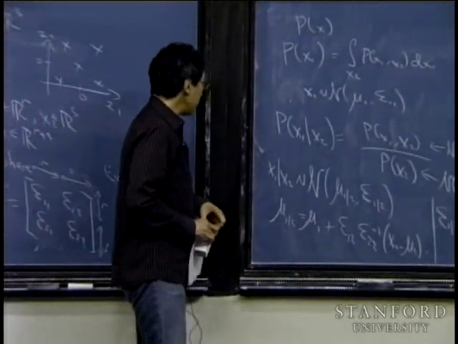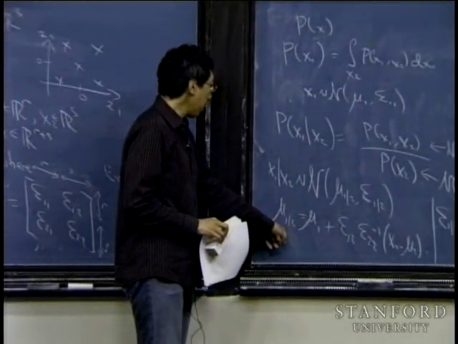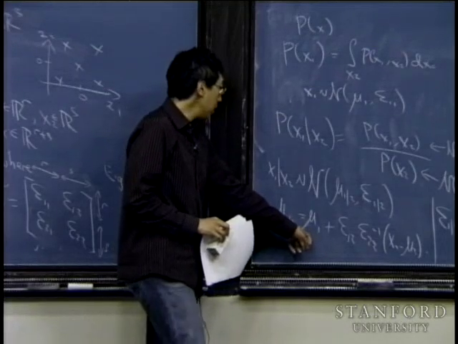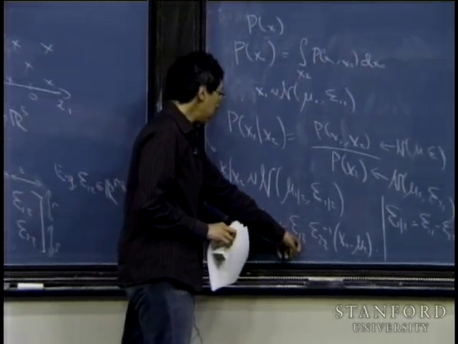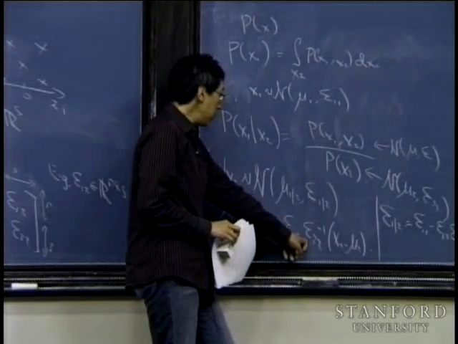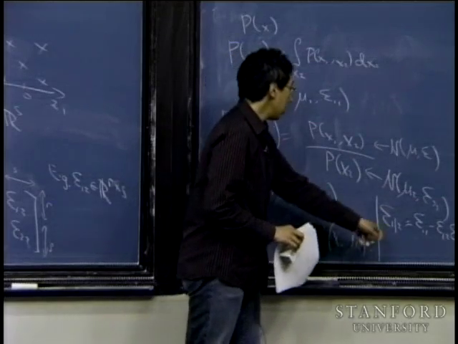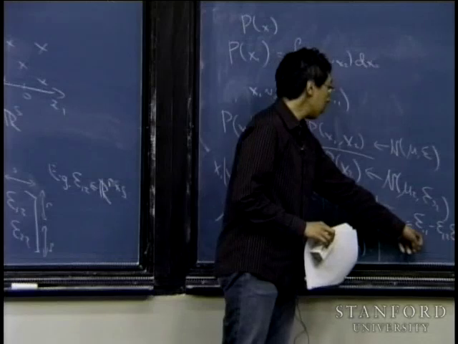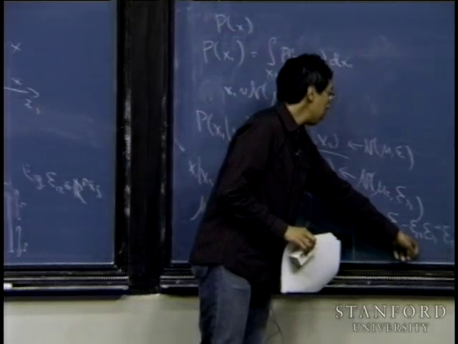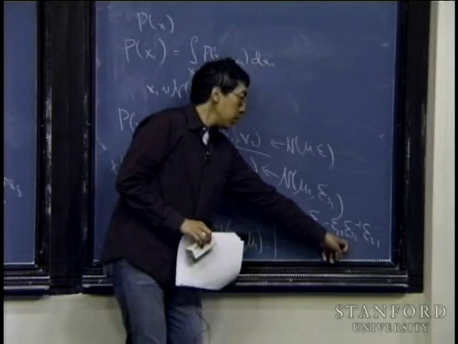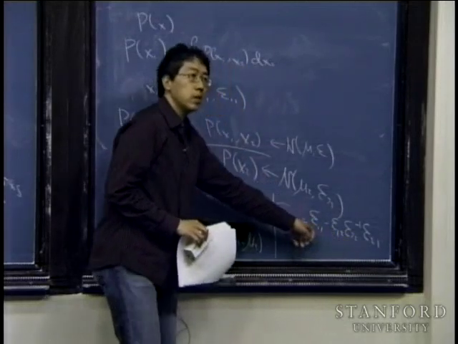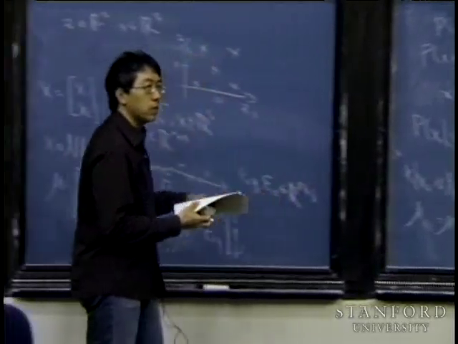So the one on the left: mu of 1 given 2 equals mu 1 plus sigma 1 2, sigma 2 2 inverse times x 2 minus mu 2. And sigma 1 given 2 equals sigma 1 1 minus sigma 1 2, sigma 2 2 inverse sigma 2 1. These are all also in the lecture notes.